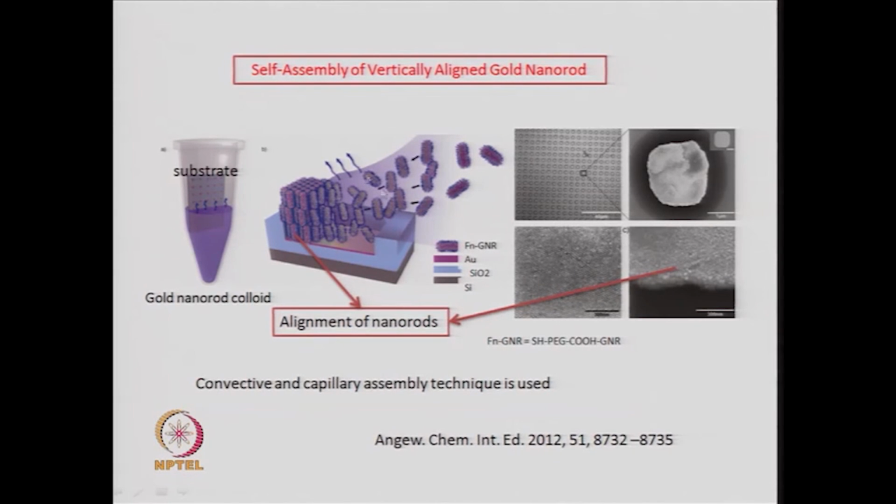So, here again you have self assembly of vertically aligned gold nanorods, where both convective and capillary assembly techniques are used. There is a gold surface and thiol capped gold nanorods are forming a pattern on top of the gold surface. This is a low resolution picture, and this is a high resolution picture of the gold particles capped with thiol on the gold surface.